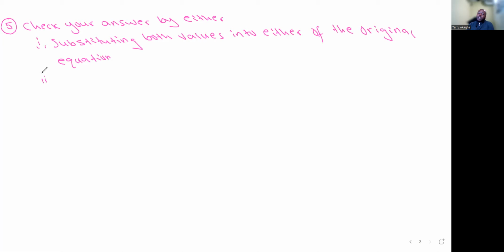Or better still, you can just sketch the graph. You can either draw or sketch the graph to see if it's true. Like I said, you can either plot the graph to be exact, or you can sketch the graph to have a rough idea. So that is that for that.